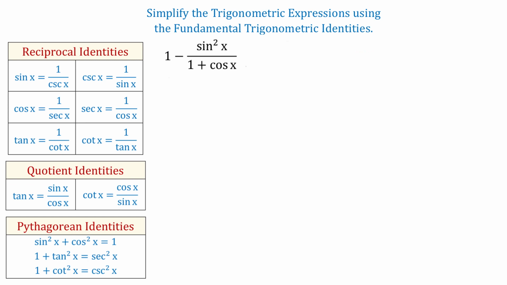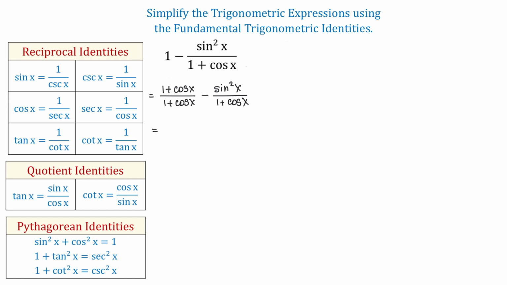Now in the third expression we have 1 minus sine squared of x over 1 plus cosine squared of x. Again I will show you two methods, so let's start with the first one. I will start by rewriting 1 as 1 plus cosine of x over 1 plus cosine of x, and then minus sine squared of x over 1 plus cosine of x. So I wanted to have the same denominator so that I could subtract.